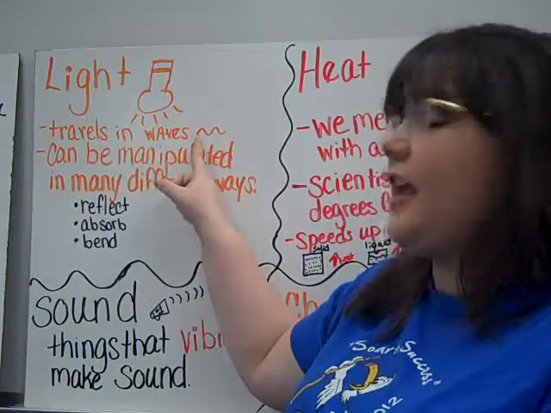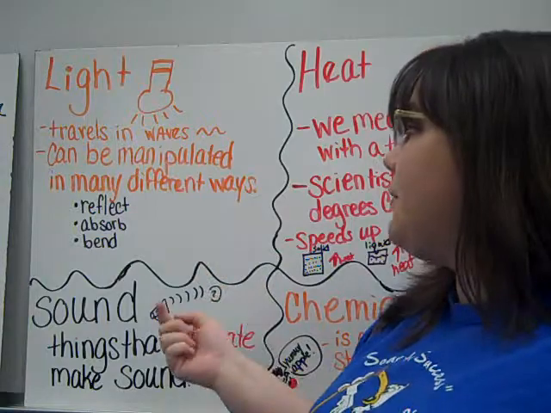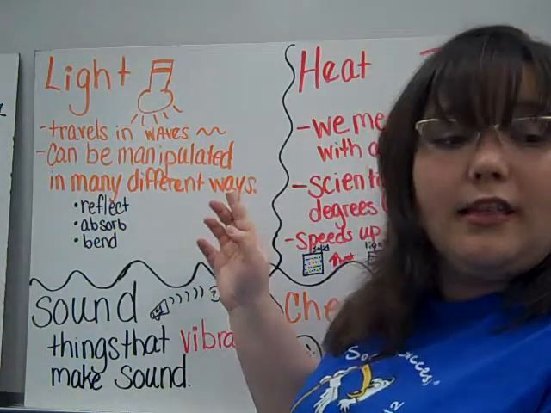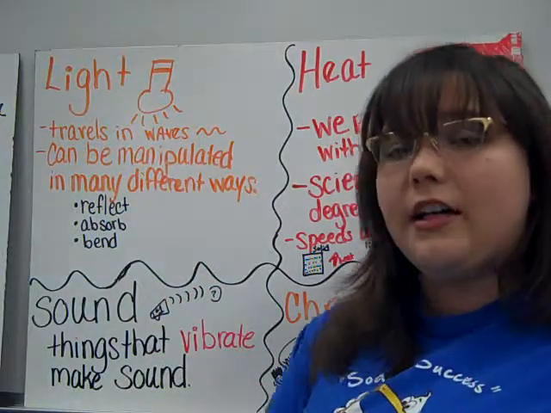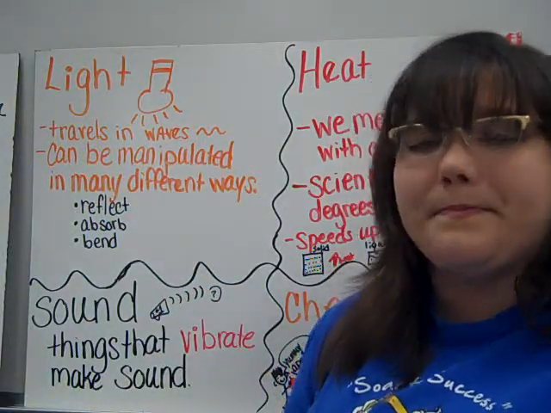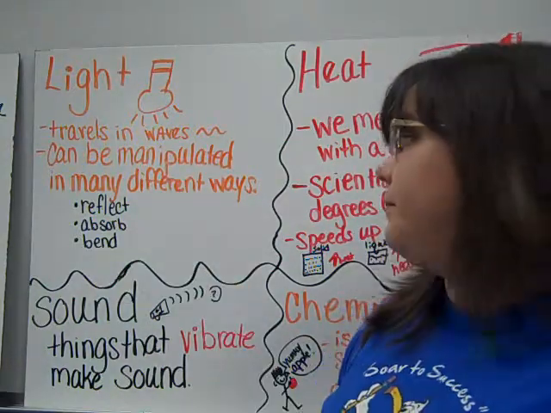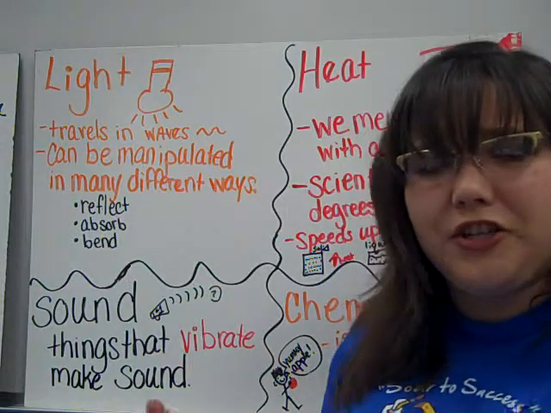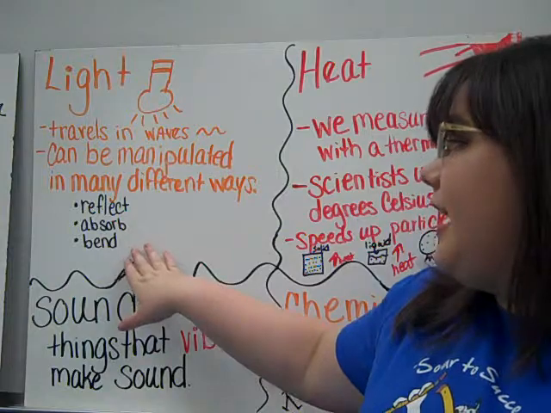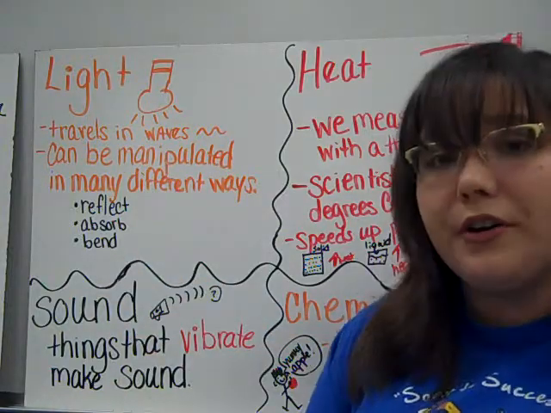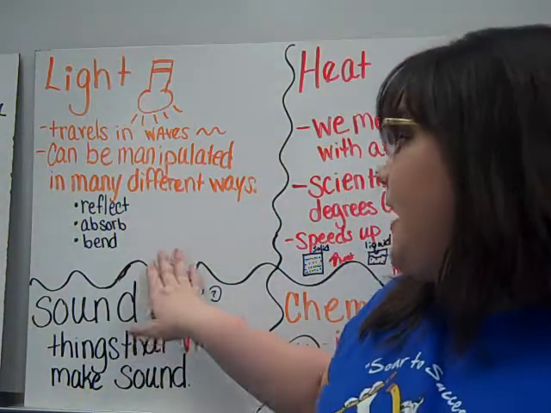Light travels in waves, these wavy things there. It can be manipulated in many different ways, and we're going to hear the words reflect, like you see your reflection in the mirror. Absorb, just like a paper towel can absorb a mess that's on the table, soaks that up. Light can be absorbed, it can be soaked up. That's why when you wear a dark colored t-shirt, you get hotter faster because it collects more of the light, it absorbs more of the light. It can also be bent, can turn corners, it can be manipulated that way. It's very interesting and fun to do. We'll do some fun activities with that.